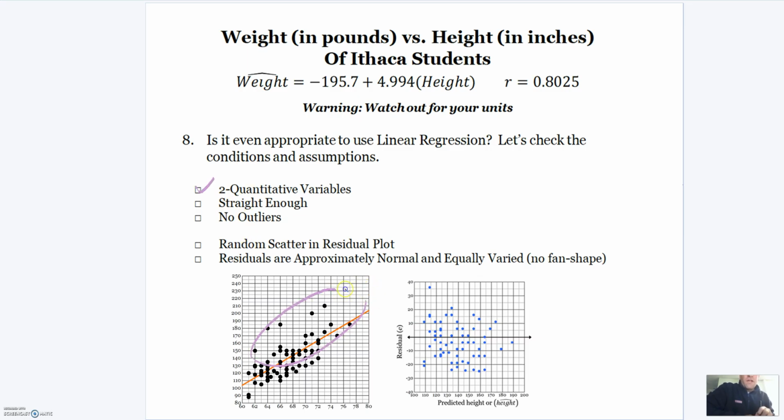Okay, yeah, we look at our scatter plot right there, straight enough. No, it doesn't seem to have any outliers. Now, if we did have outliers, we'd do this process twice, once with and once without, to see what kind of effect it actually has on everything.